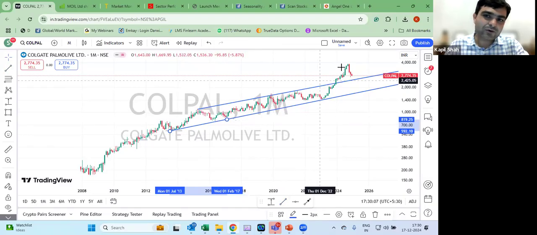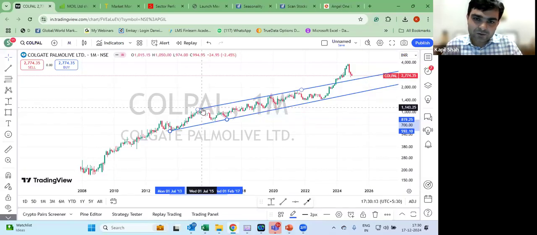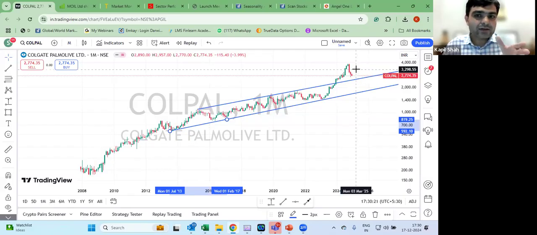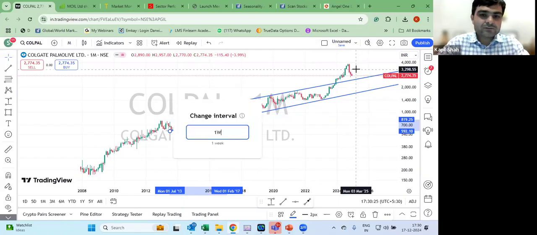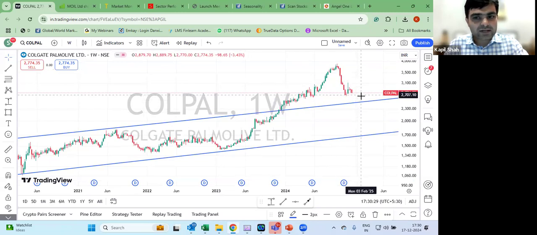The prices gave the breakout and it is coming to retest. Many times a retest is very much possible. Your resistance line may act as a support, but still there is a gap between the current market price and the slope of the trend line. And at this particular point, prices are still correcting. On the weekly chart, prices gave upside momentum, didn't sustain, and came down.